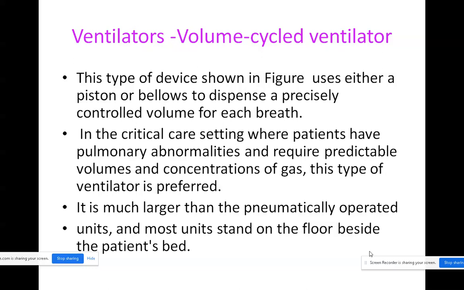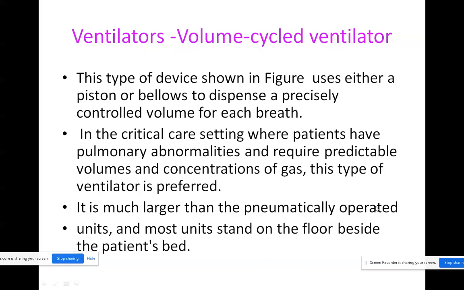So in critical cases, this type of ventilator will be used. Okay, critical cases means when the patient finds it very difficult to breathe. At that time, this type of ventilator will be required.